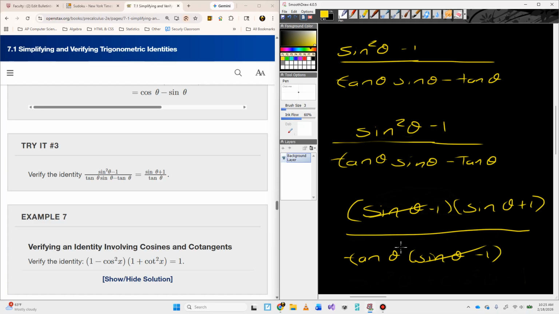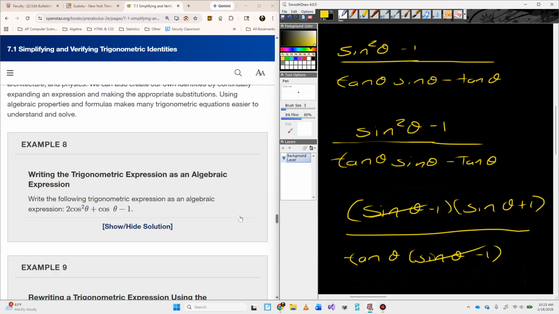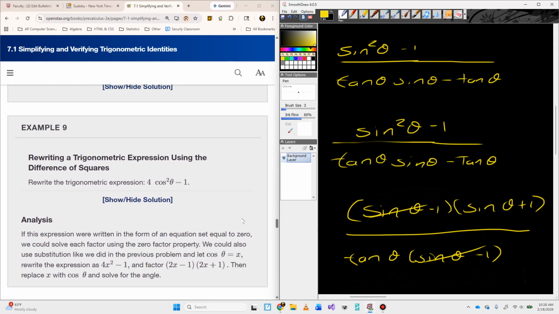It did in this case. It really did solve the problem for me. Cool. So let's keep that in mind. Difference of squares can probably help us in certain things. All right, so let's see if that's basically it. Rewrite a trigonometric expression using difference of squares.